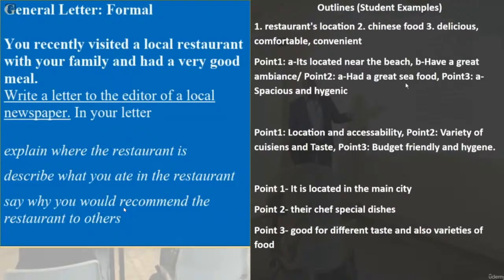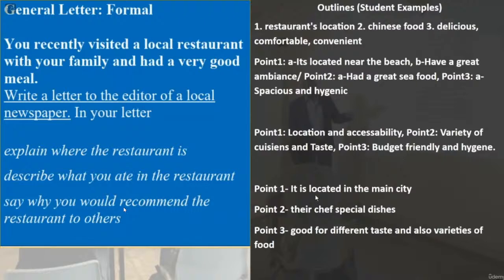Had great seafood, that's fine. General, specific is better. Spacious, and that third one is fine. Location, accessibility, that doesn't tell me anything specific for this one. Again, this person, when they're writing, remember, you only really have 20 minutes to write this letter. When you start thinking about what to say, you lose focus on what really matters for your score. Point number two, variety of cuisine and taste. Again, that's general. Be specific.